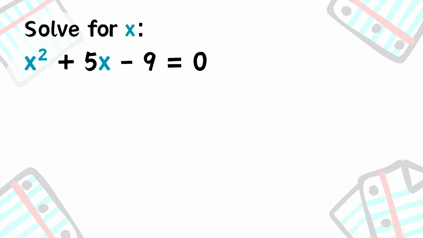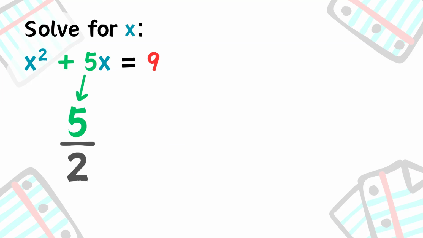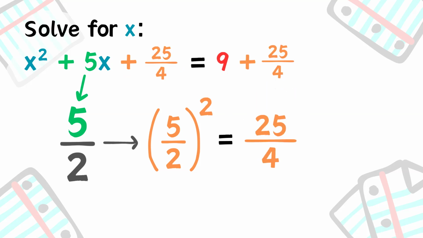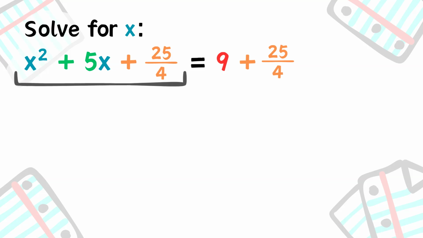Alright, so the first thing we need to do here is get x by itself. We can do this by adding 9 to both sides. Thus we get x squared plus 5x equals 9. Now, to complete the square, we add half the coefficient of x squared to both sides. In this example, that would be 5 over 2 squared, which is 25 over 4. Now, we can complete the square, knowing that the left will just simplify to x plus 5 over 2 squared.